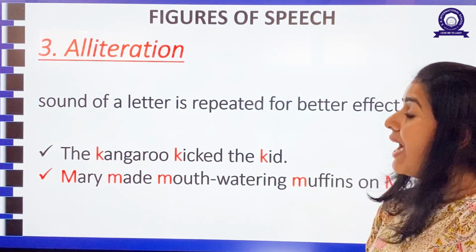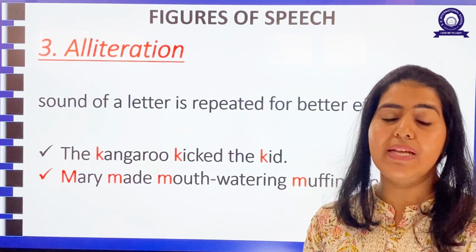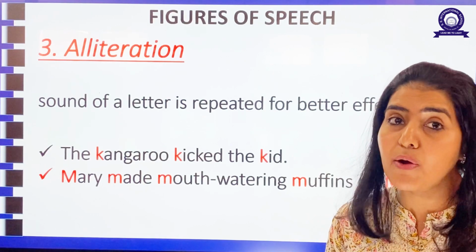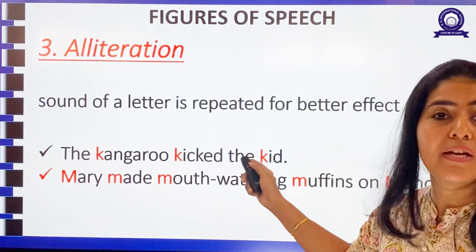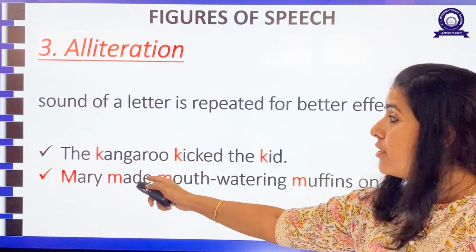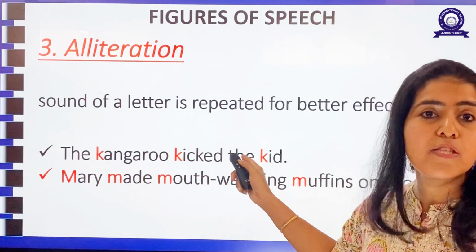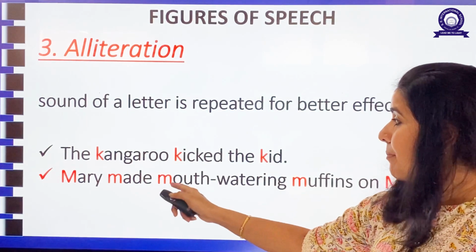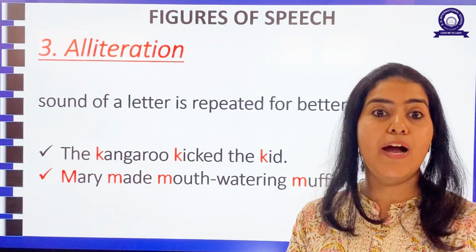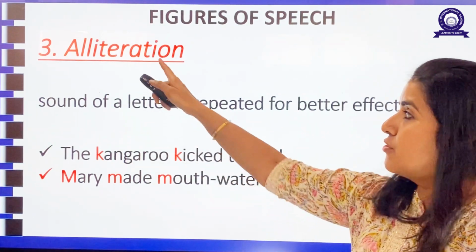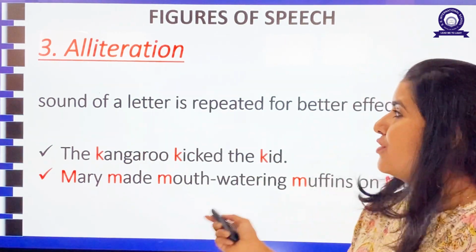Next, move on to alliteration. Alliteration is the repetition of the sound of a letter, like the kangaroo kicked the kid. So you see the repetition of k is being done over here. Mary made mouth-watering muffins on Monday. So you see the sound m is being repeated. So that is your alliteration.